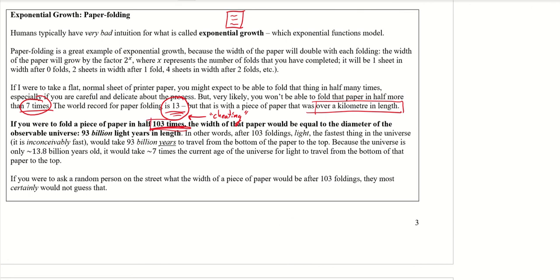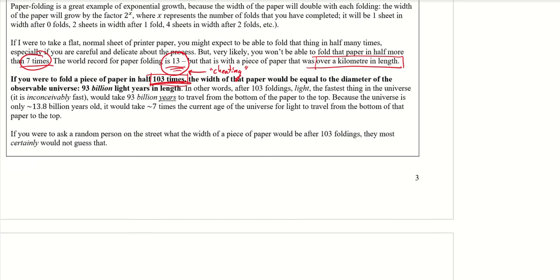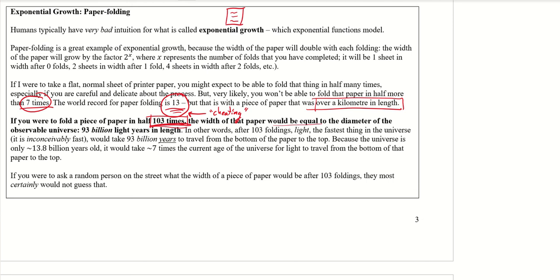But if you were to actually fold a piece of regular printer paper, maybe it's a piece of printer paper that is incredibly large, but the thickness is still regular thickness for printer paper. If you were to do that 103 times, then that stack of paper that you would then have would be as tall as the diameter of the observable universe, which is 93 billion light years in length, which is inconceivably tall. That stack of paper would then be inconceivably tall.